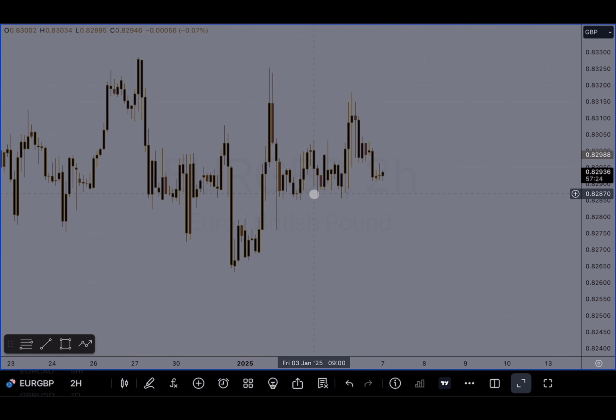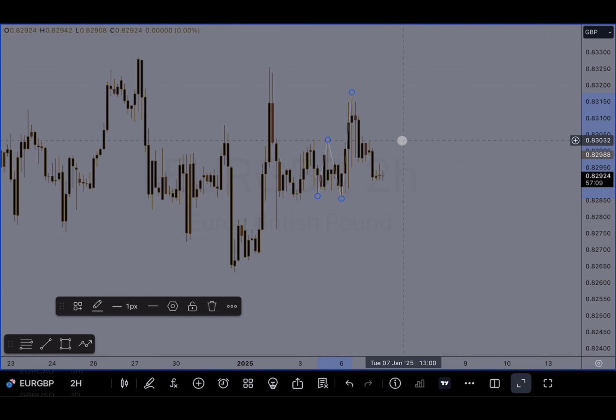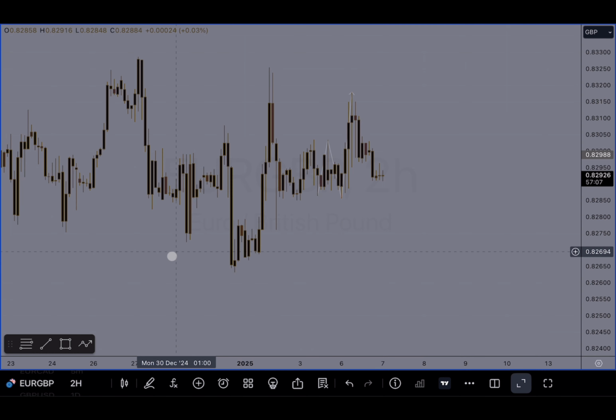Now I'm gonna go ahead and highlight this pendulum right here so that you guys can see what I'm looking at, and we're just gonna go ahead and choose our pivot on our higher time frame so that we can have some form of direction, something to work with whenever we get down to our lower time frame.